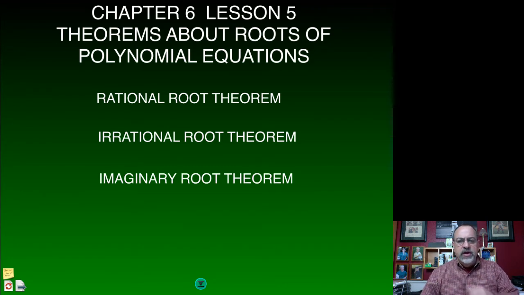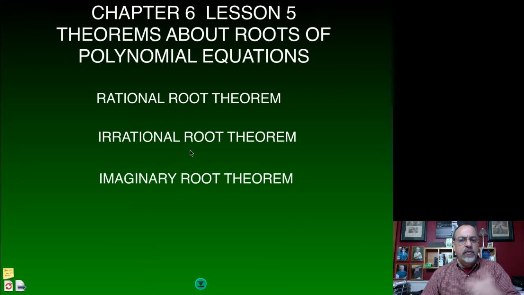We know that these roots can be on the x-axis, and some of them can be rational. So is there a way that we could figure out what those are, or is there something that could help us find those? The rational root theorem will help us do that. So in this video, we'll talk about the rational root theorem, and then we'll look at the irrational root theorem and an imaginary root theorem.